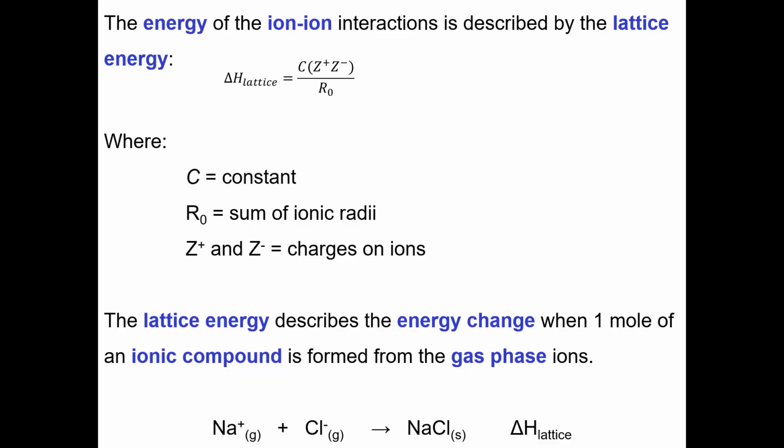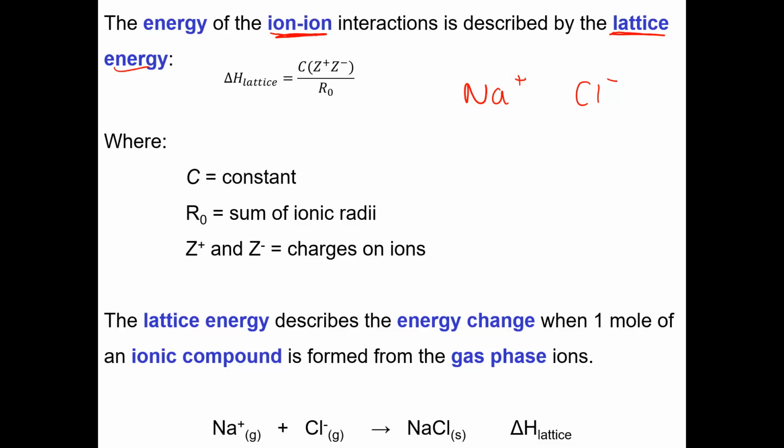Okay, so that's all we're going to do for covalent bonding. Now we're going to talk about the strength of bonds in ionic compounds. The general way that people will talk about the energy of the interaction between two ions is to use what we call the lattice energy. And the lattice energy is the energy released when two ions form an ionic bond in the gas phase.